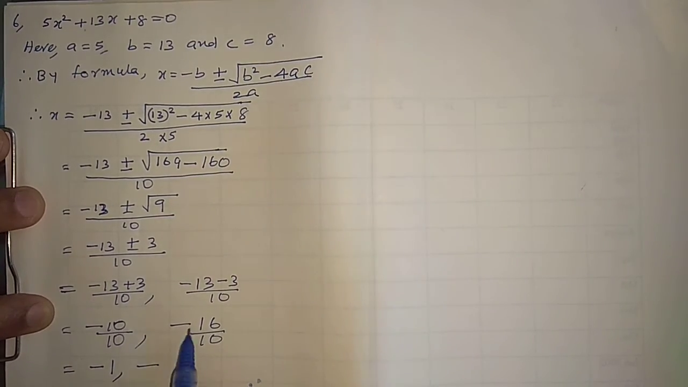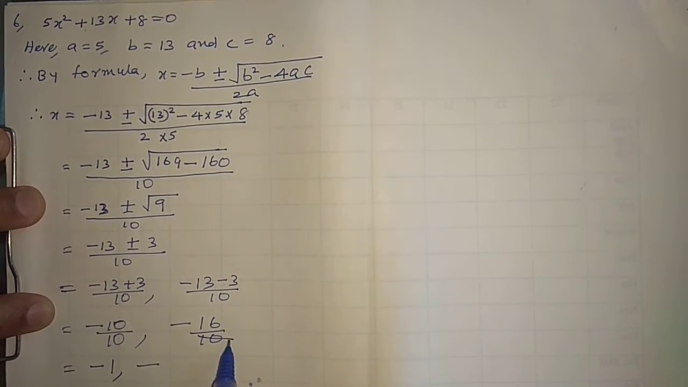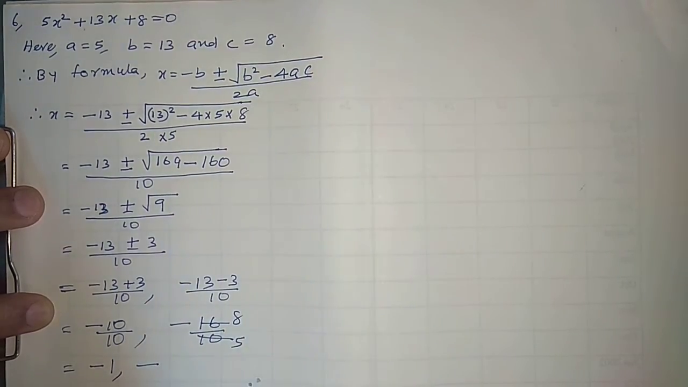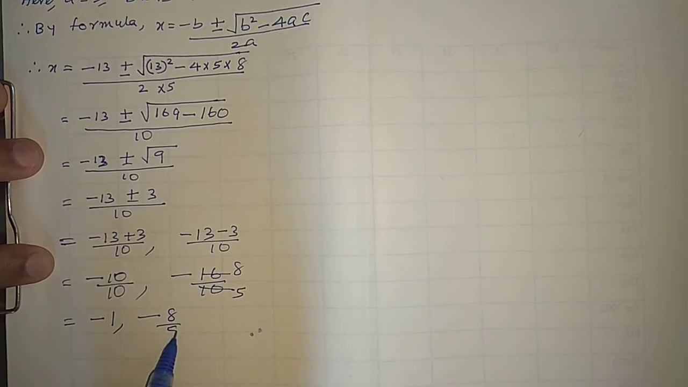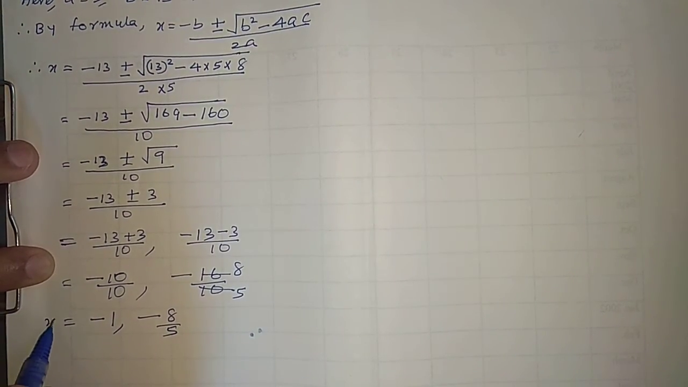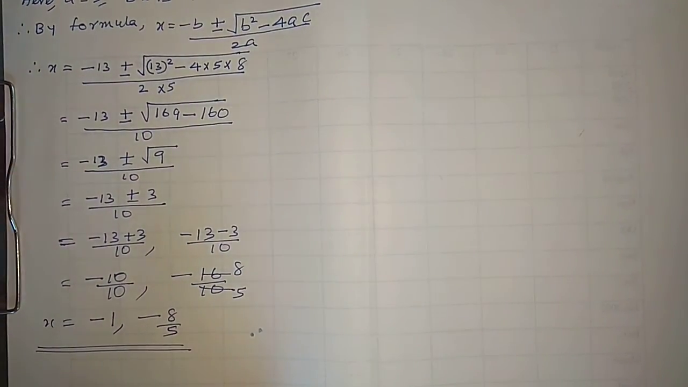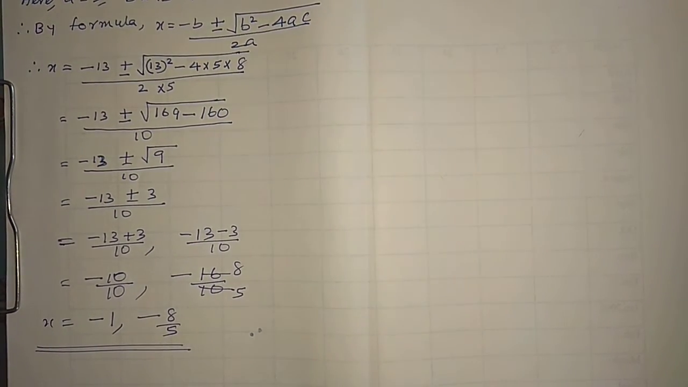Here we have a simplification: 5 2s are 10, 8 2s are 16. So minus 8 by 5. This is the solution for the given quadratic equation.